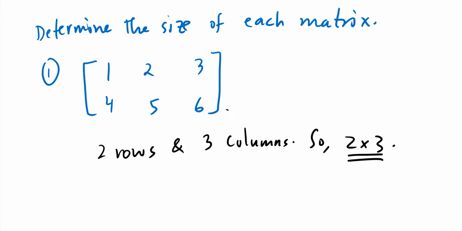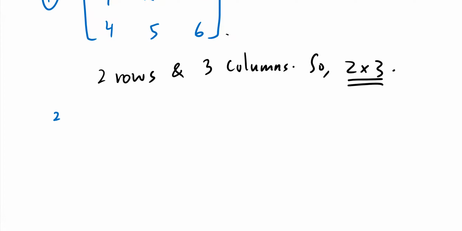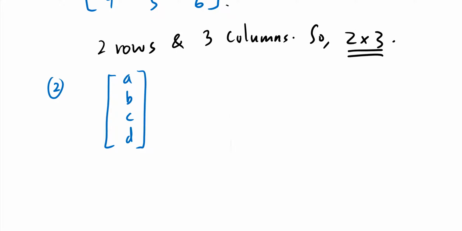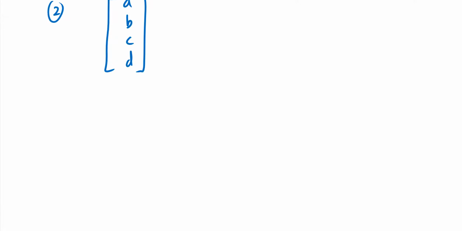Another example, number 2: A, B, C, D. How many rows? 1, 2, 3, 4 rows by 1 column. 4 rows by 1 column.